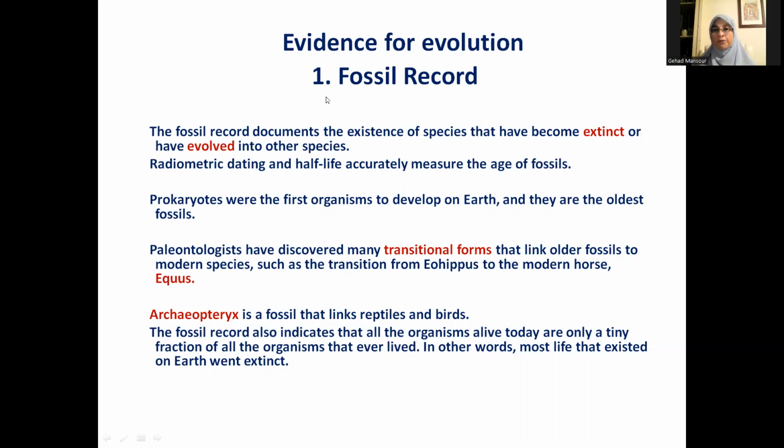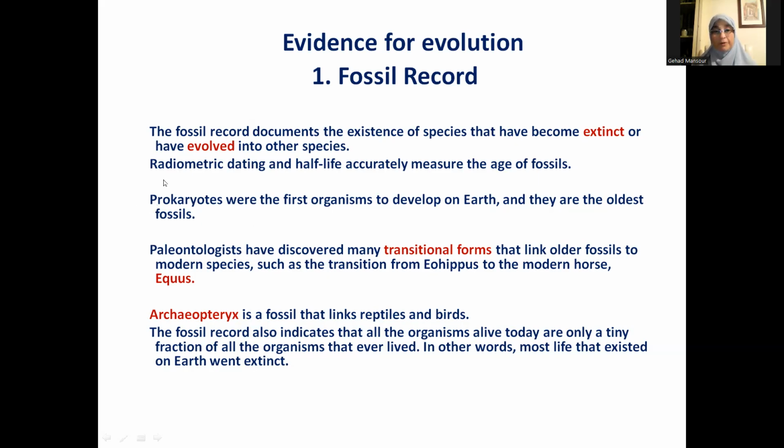Now, the first evidence for the occurrence of evolution is the presence of the fossil record. The fossil record is a documentation of the fossils that have been found in the different sediments or sedimentary layers of Earth. And it proved that certain fossils have been found that are no more existent nowadays, and therefore they became extinct, whereas other ones have gradually evolved to result in the emergence of new species.